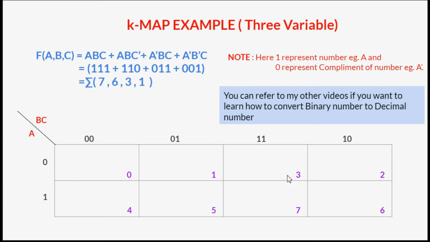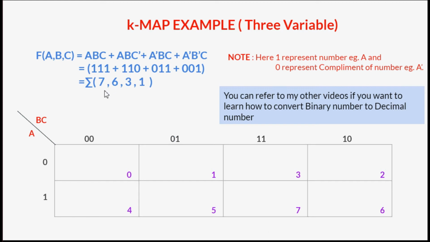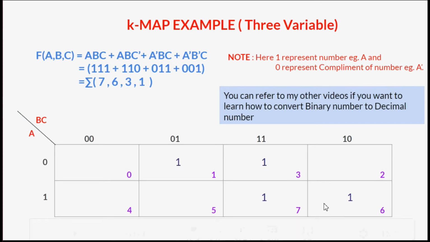After that, we are going to put 1 in each cell whose entry is present in my expression. For example, I have 7 in my expression, so whichever cell is represented by the number 7, I am going to write 1. Next, whichever cell is representing the number 6, I am going to write 1. Whichever cell represents the number 3, I am going to write 1, and the cell for 1, I am going to write 1. So I have written all 4 ones. Now I am going to combine these cells and make a block of those cells.